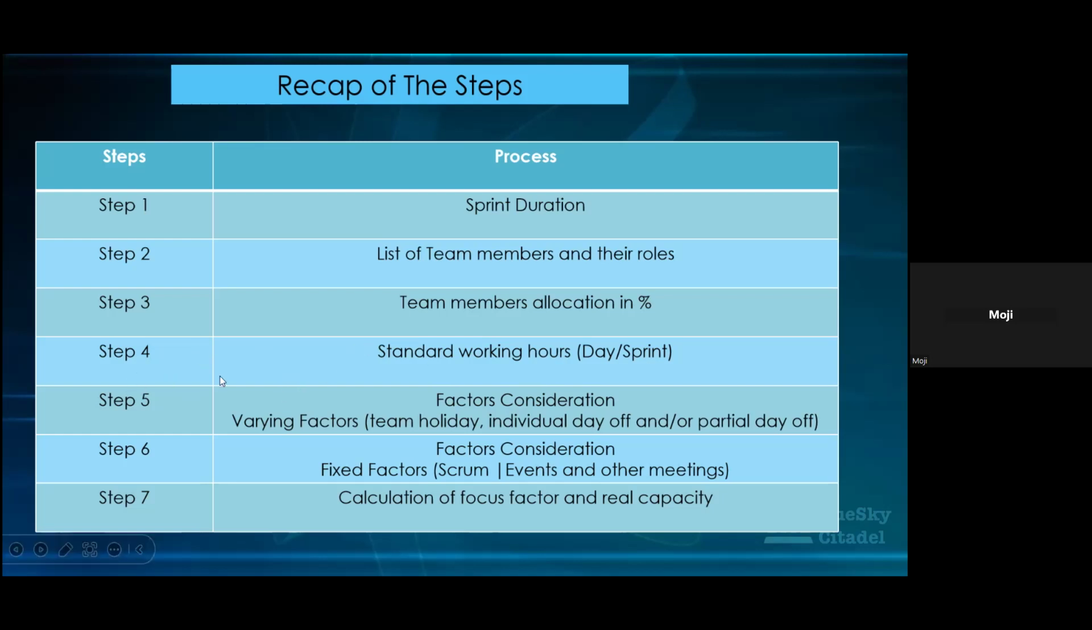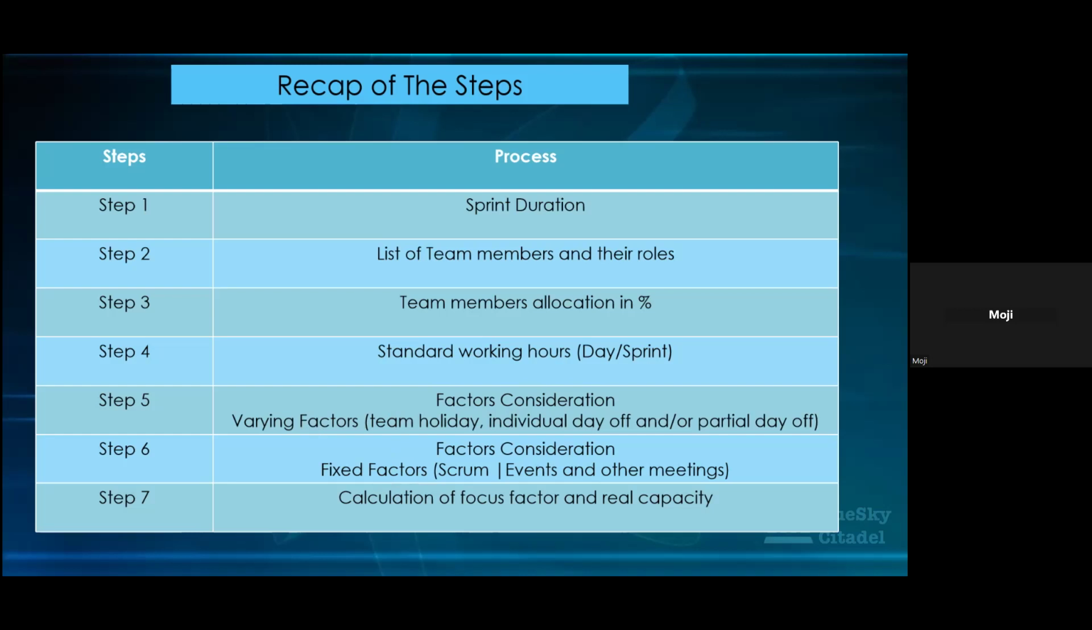Your fourth step is knowing the standard working hours, both in days and in sprints. Your fifth step is to factor in all the varying factors you have: the team holiday, bank holiday, individual holiday or partial day off. The sixth step is factoring in the fixed factors. These ones are called varying factors because it can happen, it might not happen.